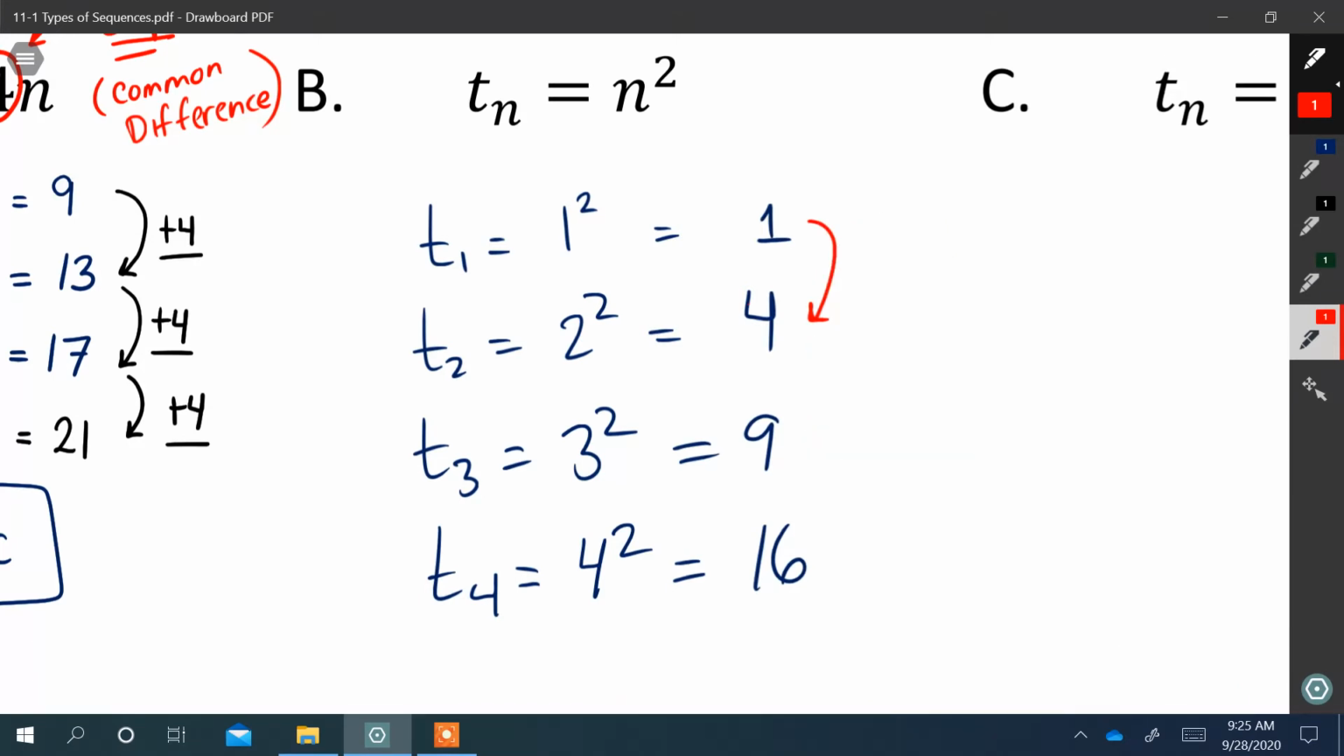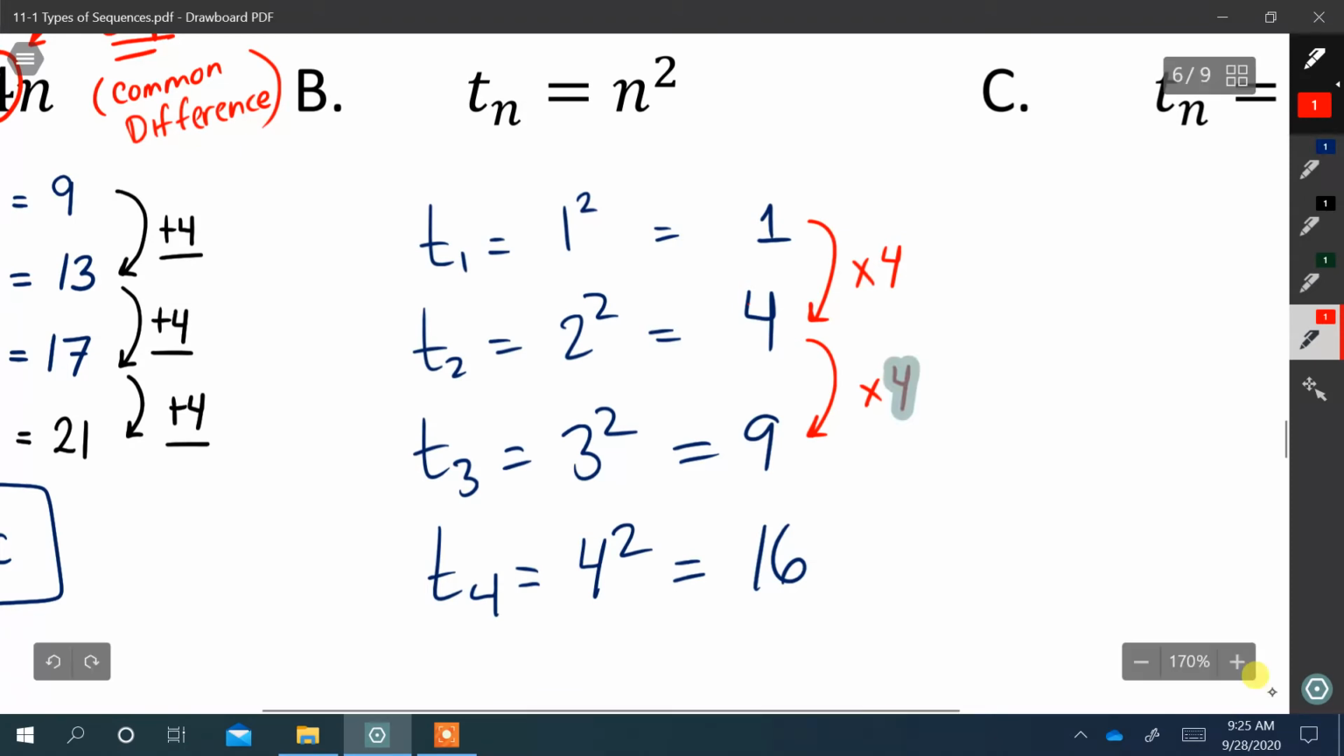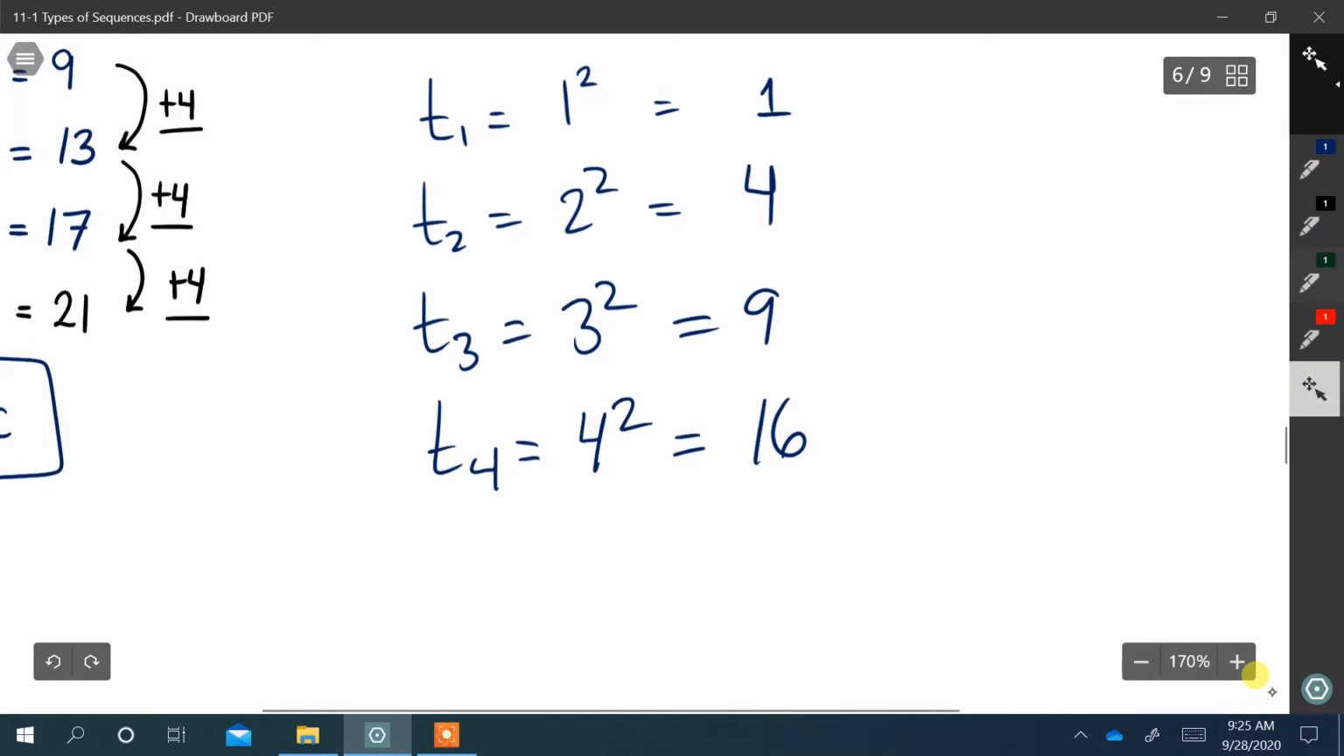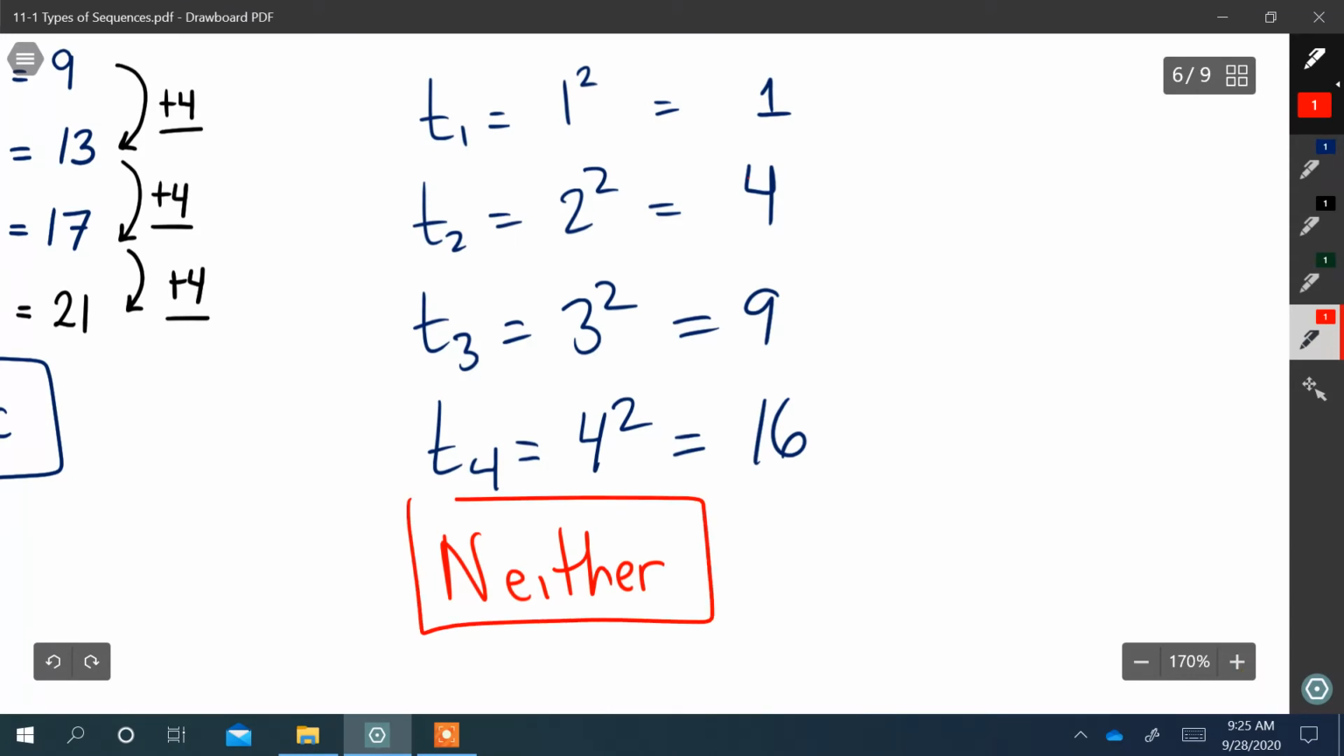If we were trying to find out if this was geometric, then we would have to multiply times 4 there. Well, 1 times 4 will be 4. But then, are we multiplying times 4 again to get 9? Not at all. It's not geometric either. It's not arithmetic, so this would be one that we call neither. And I think this was one of the examples that I gave you guys already.